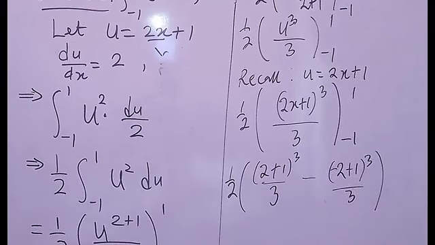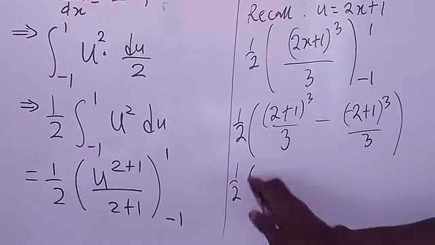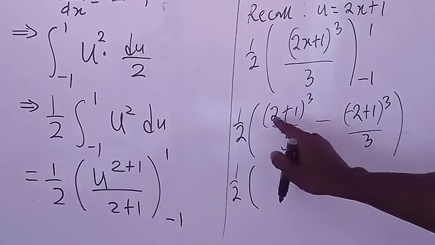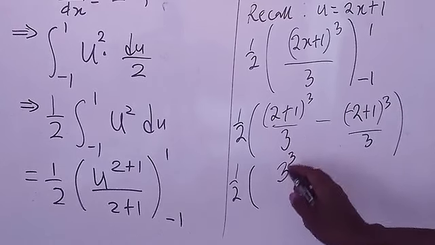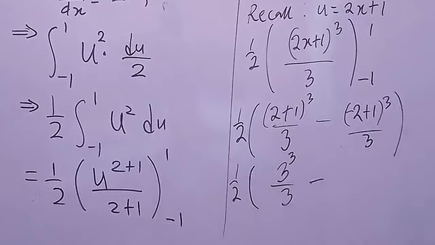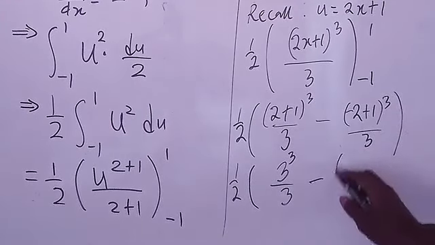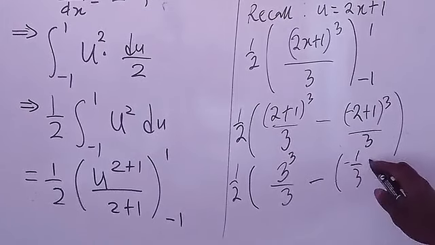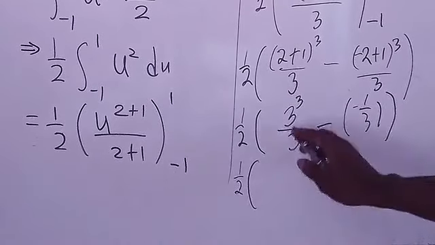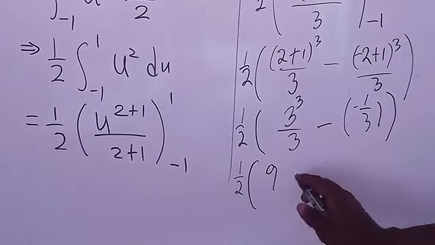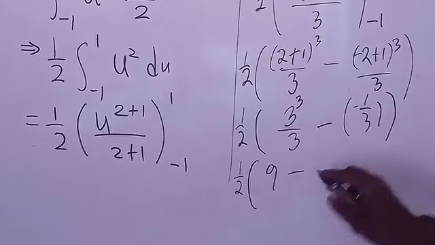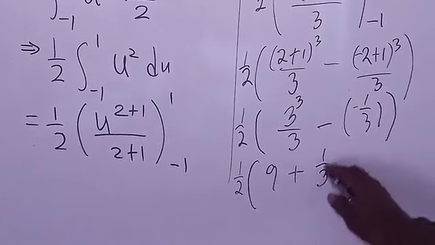Then we have 1 over 2 into brackets. Now here we have 2 plus 1, we have 3. So 3 to the power of 3 all over 3 minus, here minus 2 plus 1, that is minus 1. Then we have minus 1 raised to power 3, that will still give us minus 1. So we have minus 1 over 3. 1 over 2 into bracket 3 raised to power 3 divided by 3, we're going to have 27 divided by 3, we're going to have 9, minus times minus, we're going to have plus. We have 1 all over 3.